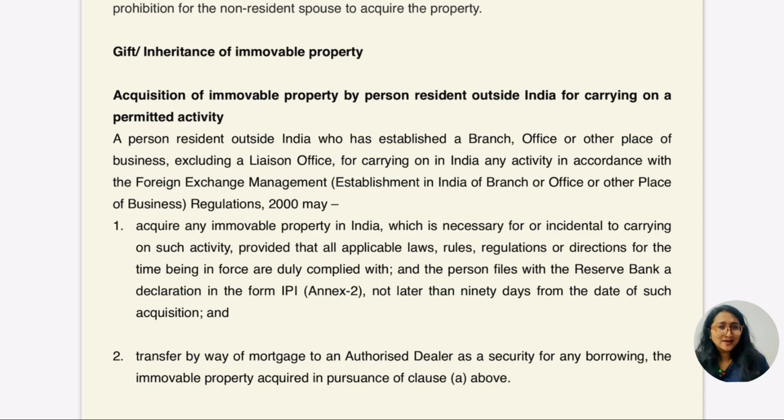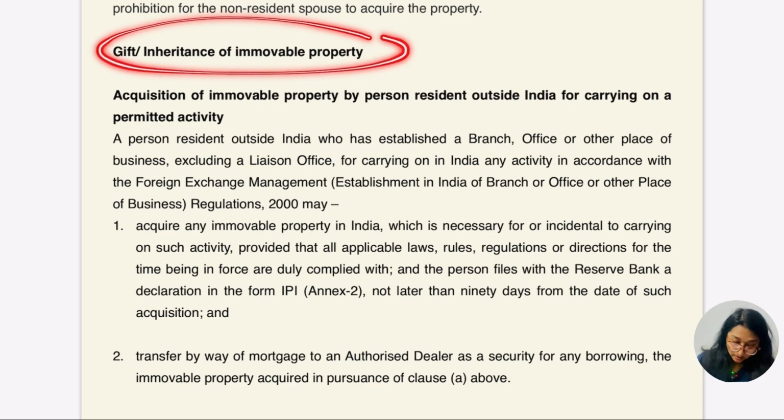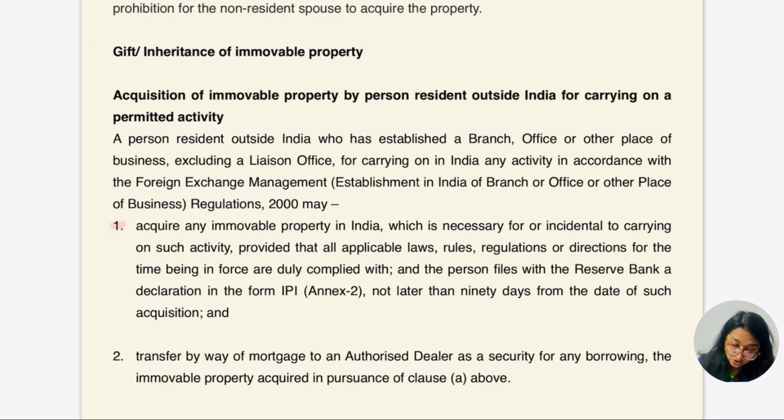कहीं तो याद आ रहा है भैया, कहीं तो पढ़ा था, डीटी में पढ़ा था क्या, इंटरनेशनल टैक्सेशन में कहीं पढ़ा था, हाँ जी, एनआरआई में कुछ पढ़ा था, हाँ जी. So let me read it again, ठीक है. Gift inheritance of immovable property, okay, where the acquisition is done.